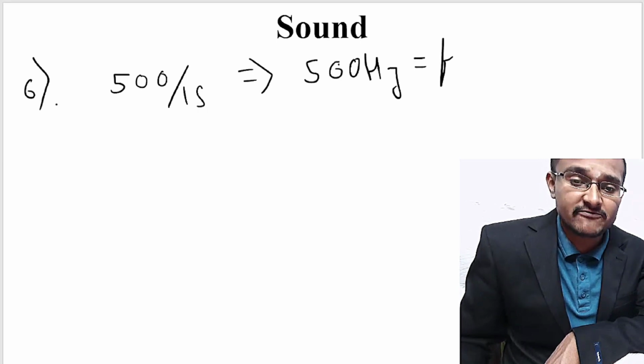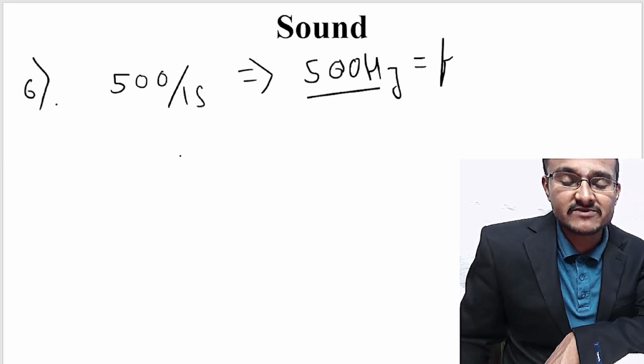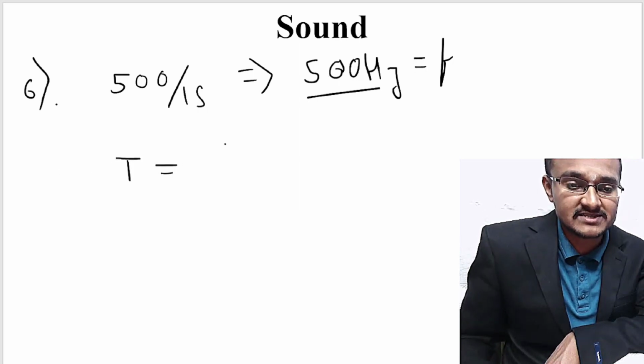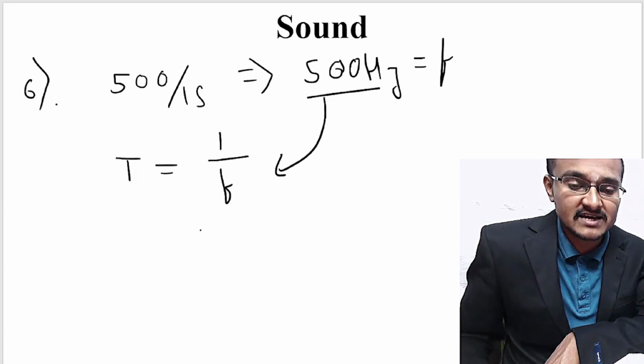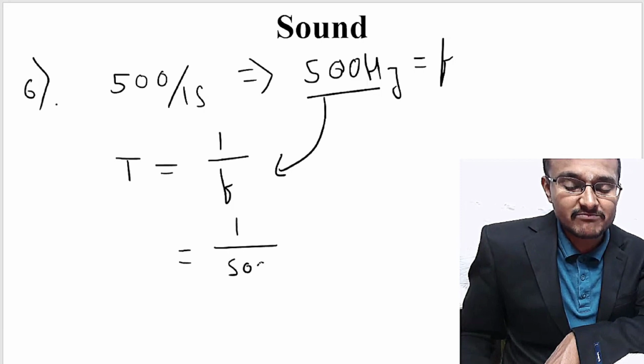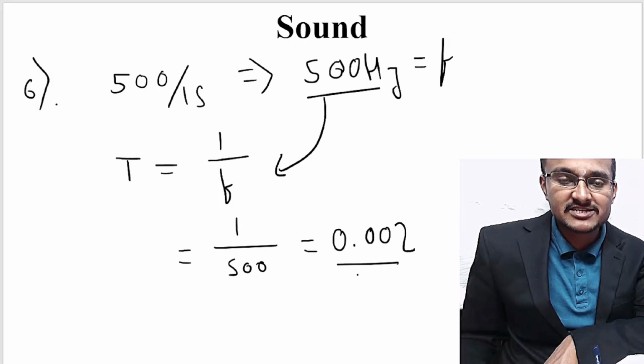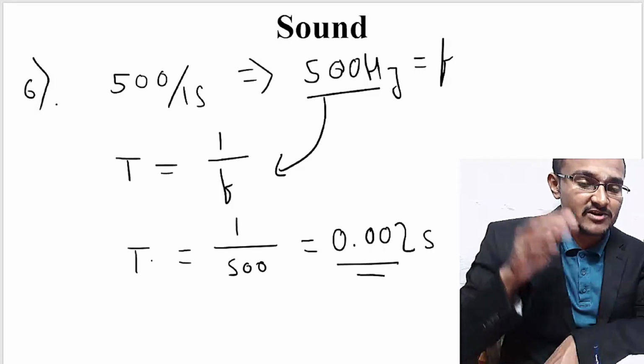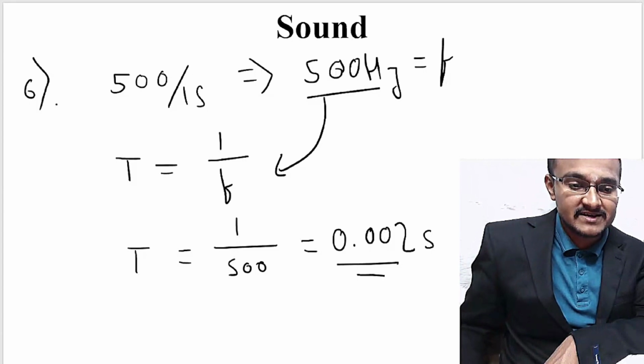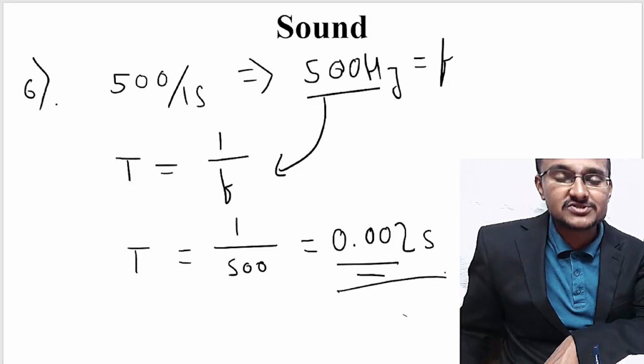So now we have frequency and we can substitute this frequency in the formula which I have shown. So formula for time period is T is equal to 1 by F. So substitute this 500 hertz in this frequency and you will get the answer. So 1 by 500. When you calculate this 1 by 500, you will get the answer as 0.002. So the time period of this particular vibration is 0.002 seconds.